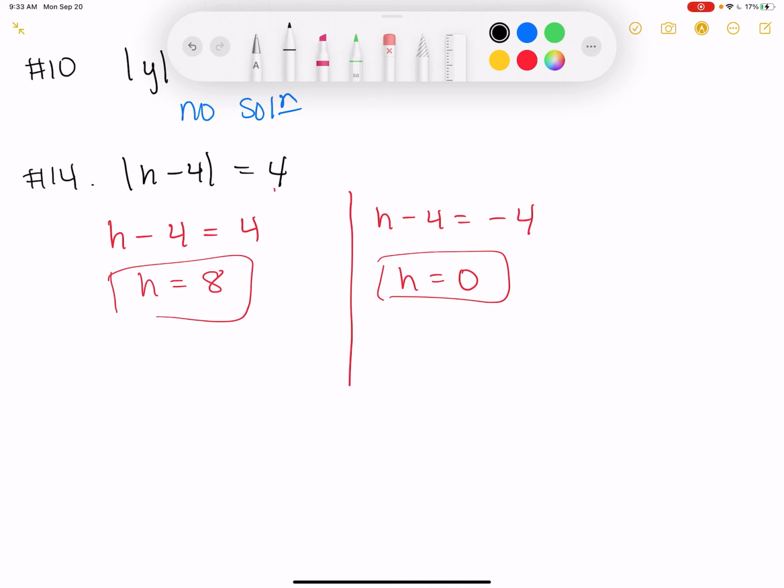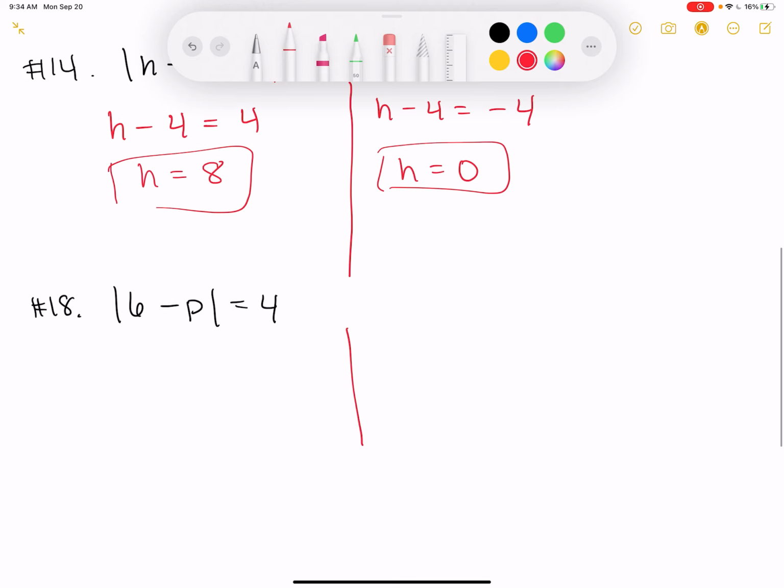Let's do 18. The absolute value of 6 minus p is equal to 4. So how would I go about setting these two up? You want to do 6 minus p equals 4, and then same thing, but negative 4 on the other side. And then solving for p, what do I get for this one on the left?